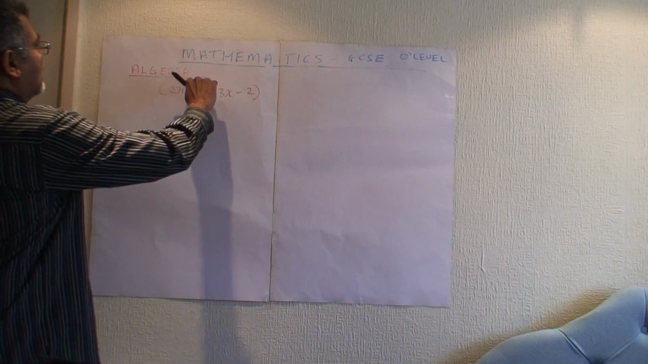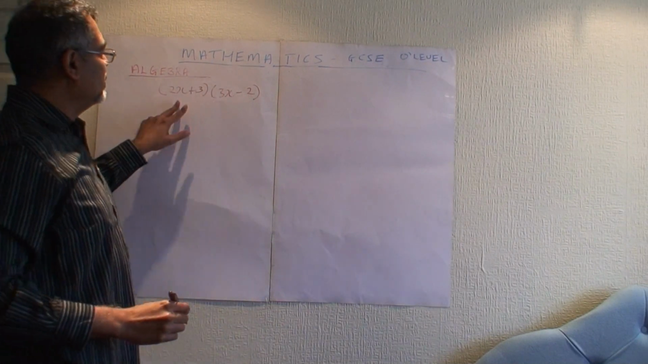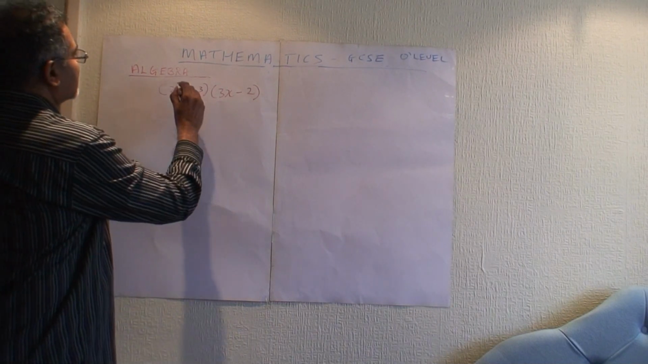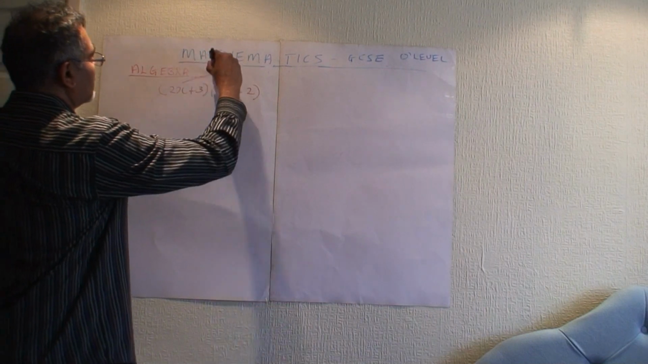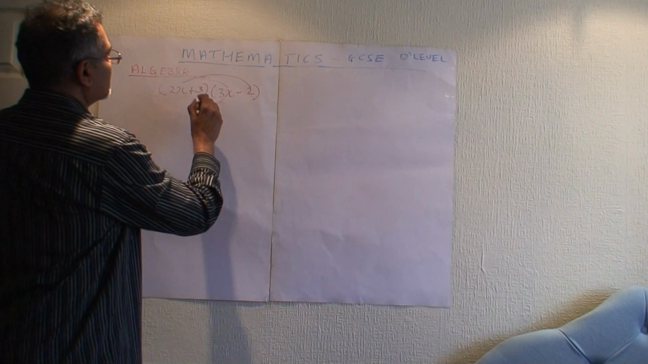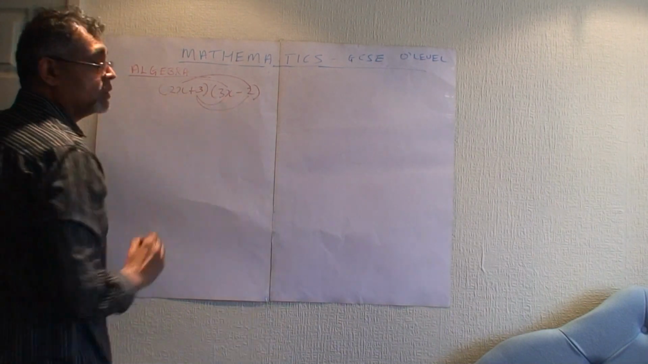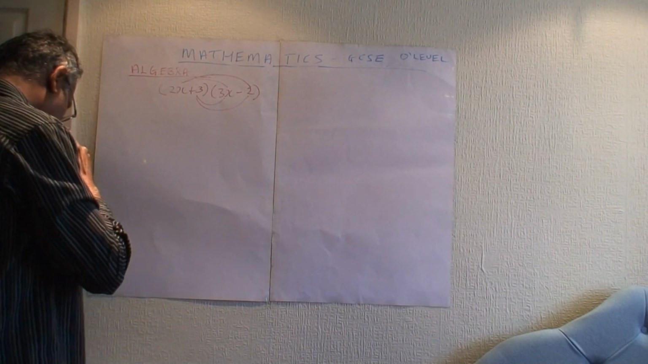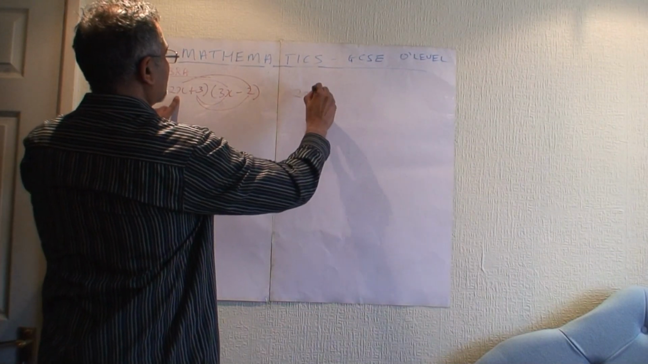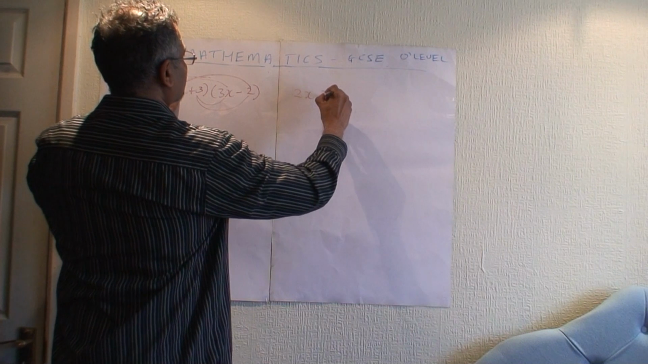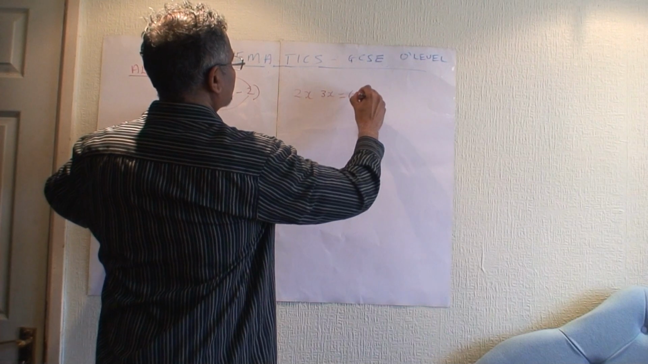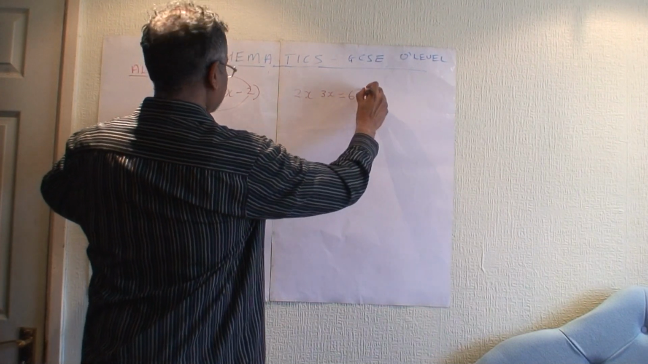And this one as well, we still multiply each term with the terms in the other bracket. So this 2x multiplies by 3x, this 2x also multiplies by minus 2, 3 multiplies by 3x, and 3 also multiplies by minus 2. Okay, so let's work that out. 2x multiplies by 3x, that gives you 6x squared.